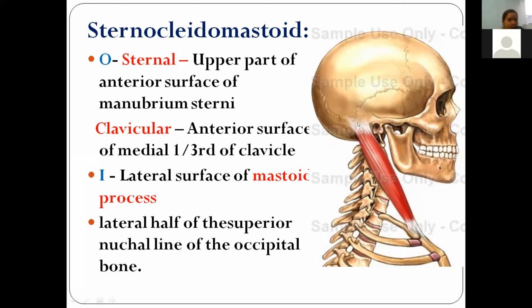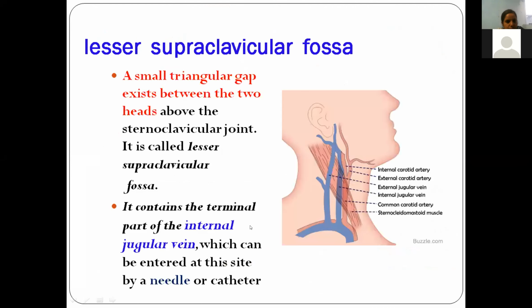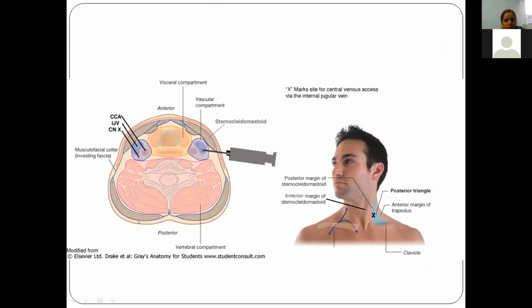Not only that, when I was discussing scalp, I have shown you nuchal lines, isn't it? So the lateral half of the superior nuchal line of the occipital bone is also a point of insertion. So this is our sternocleidomastoid, a very clear picture. Sternal head is coming from the manubrium of the sternum, and clavicular head is coming from the medial one third of the anterior surface of the clavicle. This is the mastoid process, and this blue line is the superior nuchal line.